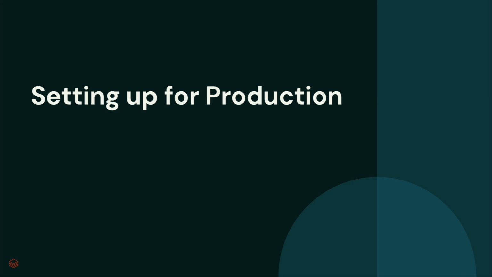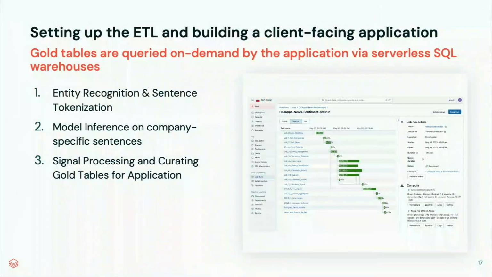Okay, so on to bringing these pieces together into a production pipeline. We have a daily ETL process that processes any newly published articles. The ETL is summarized into these 3 steps. The first 2 you're familiar with, although you can see from the screenshot of the workflow on Databricks, it is a little bit more complicated than just these 3 steps. But entity recognition and sentence tokenization to get our company-specific sentences, our model inference, and then we do some signal processing and some curating of our gold tables for our final application.